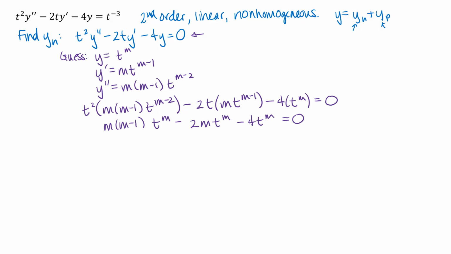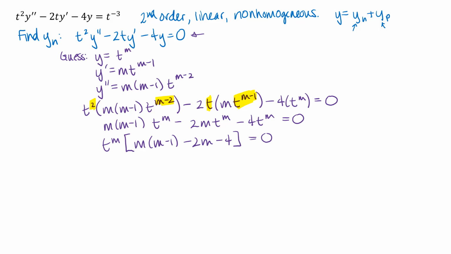Okay, so when I simplify using exponent rules here, my t squared and my t to the m minus 2, when I add those exponents, I just get t to the m. And then same thing on the next term, a t times a t to the m minus 1, and when I simplify that, I also get just a t to the m, and then I've got a t to the m in my last term. So I have this common factor of t to the m that I can go ahead and factor out.